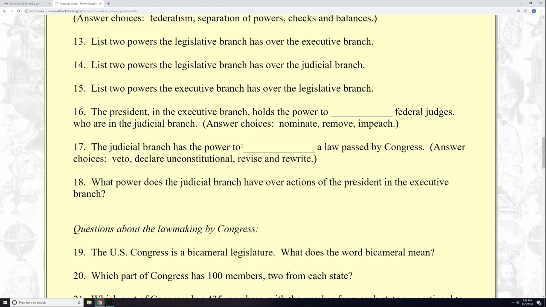So then we have, the judicial branch has the power to blank a law, and it's declare unconstitutional. I think you guys got that one from that now. What power does the judicial branch have over actions of the president and the executive branch? And the answer is going to be judicial review. Judicial review. All right.